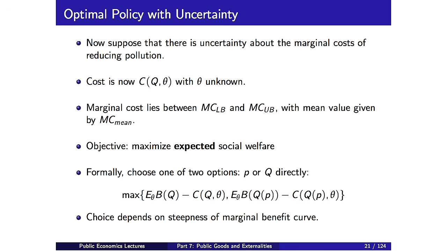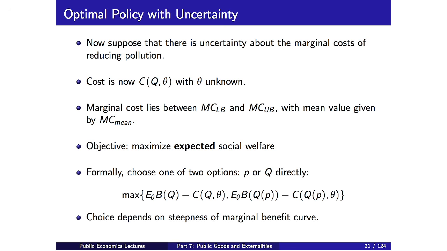So one way to think about it, in a very simple case, is that you have a bounded support for the distribution of marginal costs. You know the marginal cost lies between some lower bound and some upper bound, and the mean value is going to be given by MC mean. Let's say the planner's objective is to maximize expected social welfare. So he's just going to integrate over theta and say which policy is going to generate the highest amount of welfare in expectation, given that I don't really know how much it costs GM to reduce pollution.